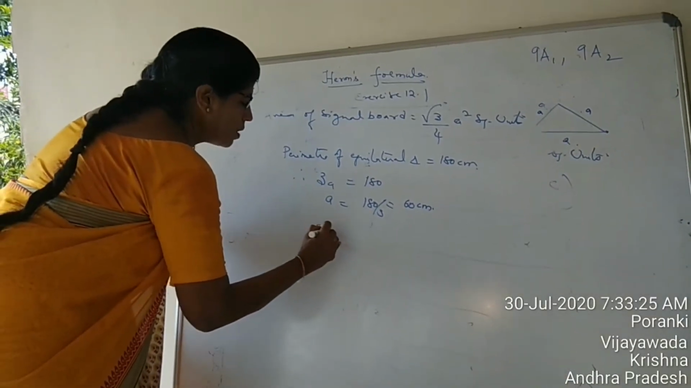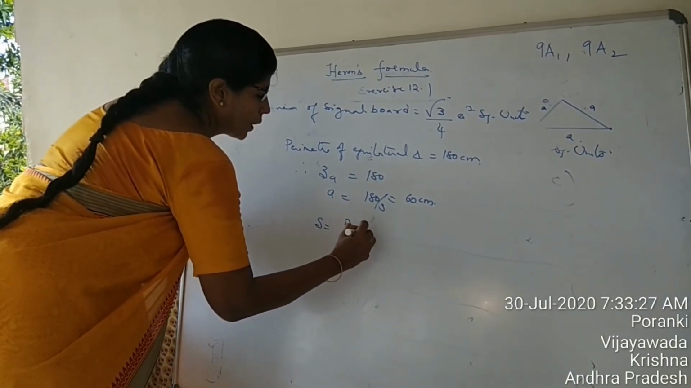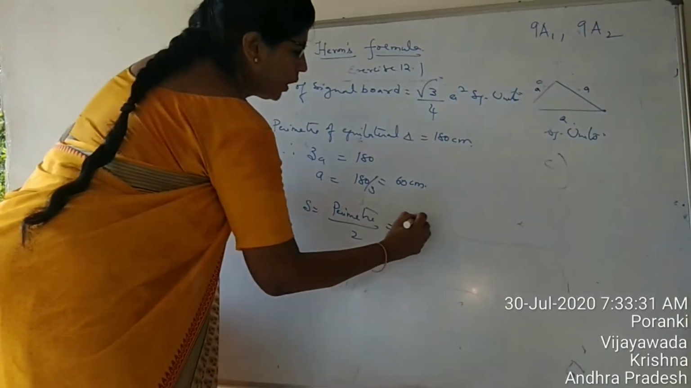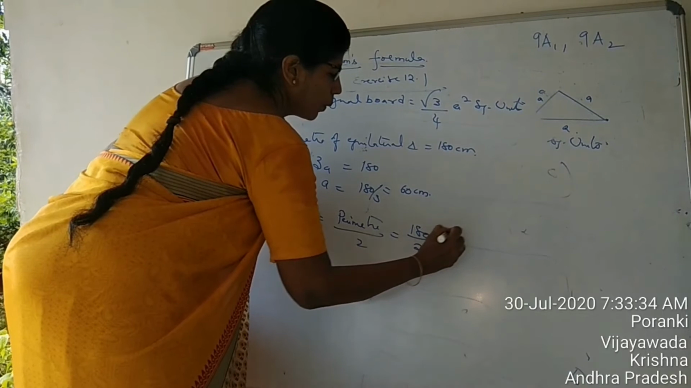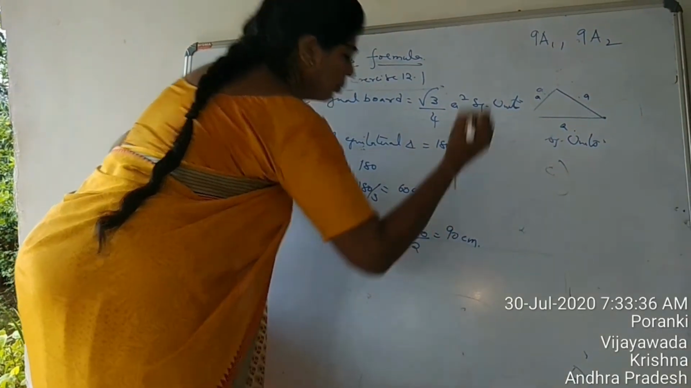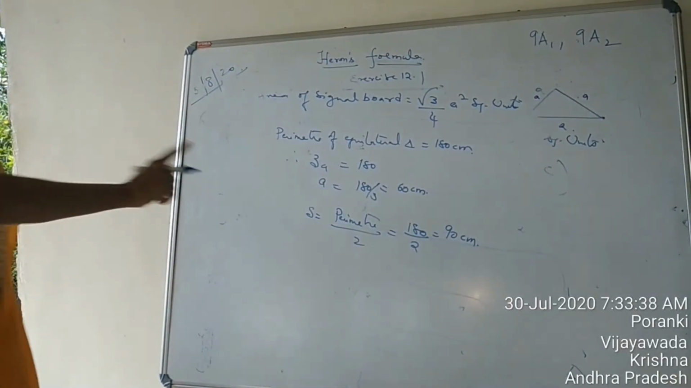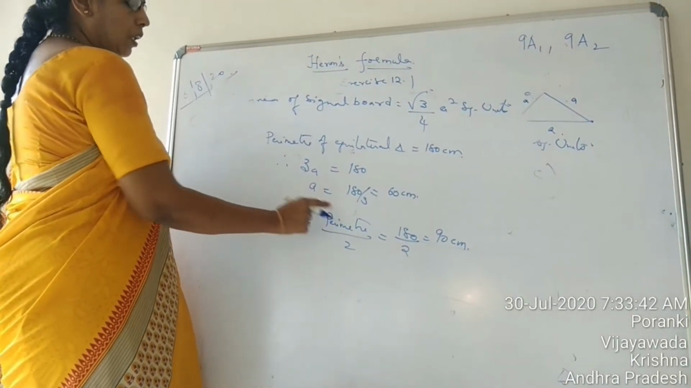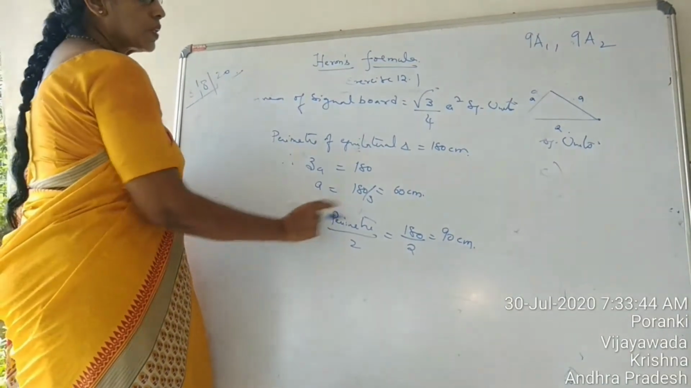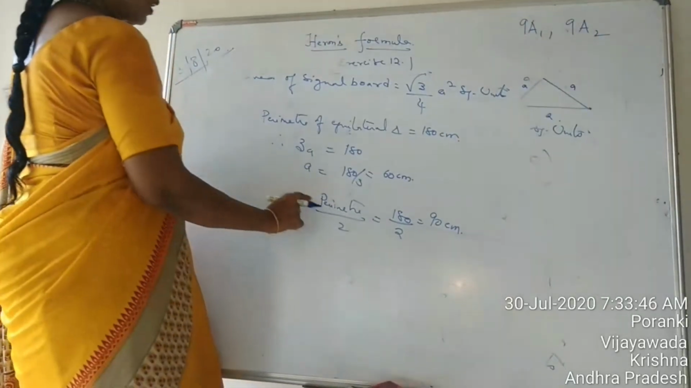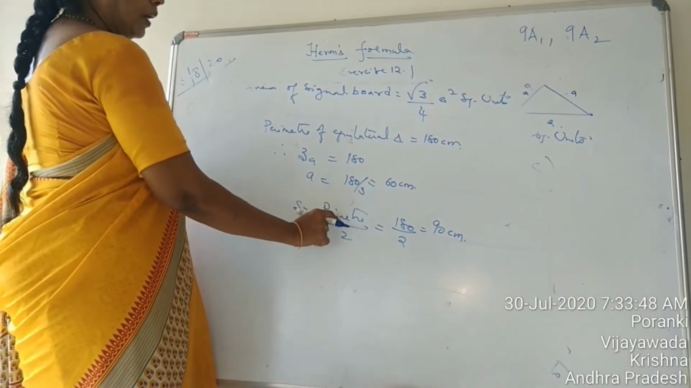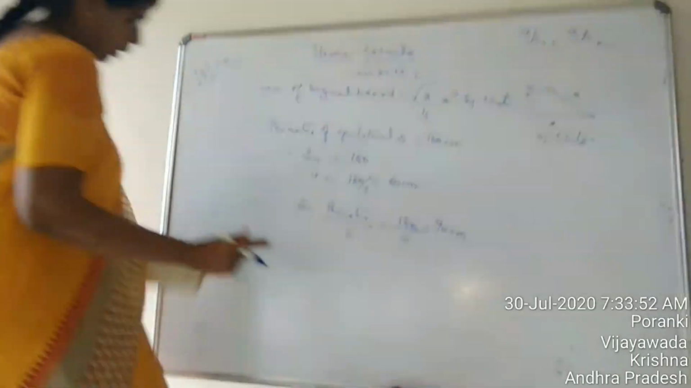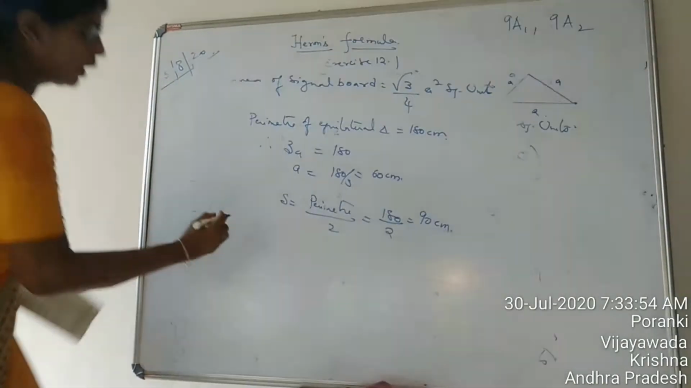And do you remember the formula for s, children? s is equal to perimeter by 2. So 180 by 2 is equal to how much? Even s has got units. Why? Because if perimeter is length, s also will have the units: 90 centimeters. s is equal to a plus b plus c by 2, or in other words, perimeter by 2.